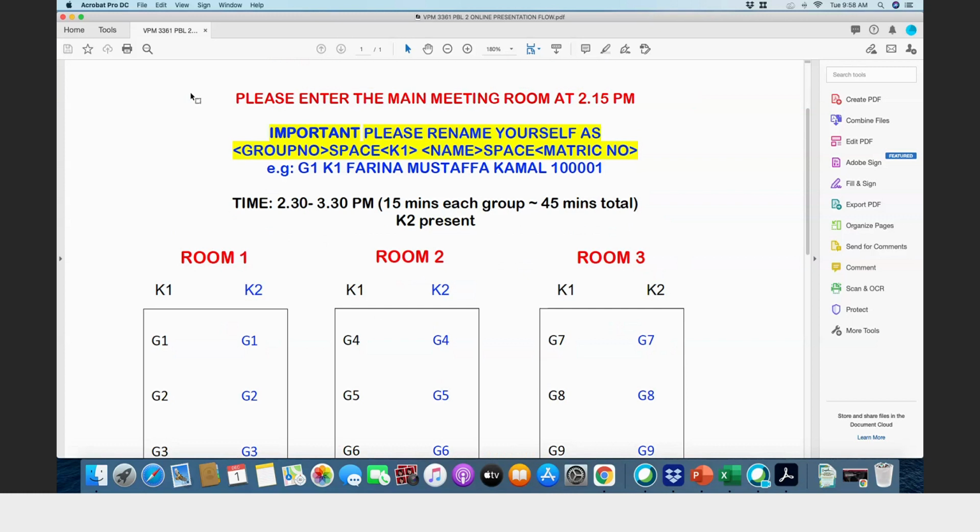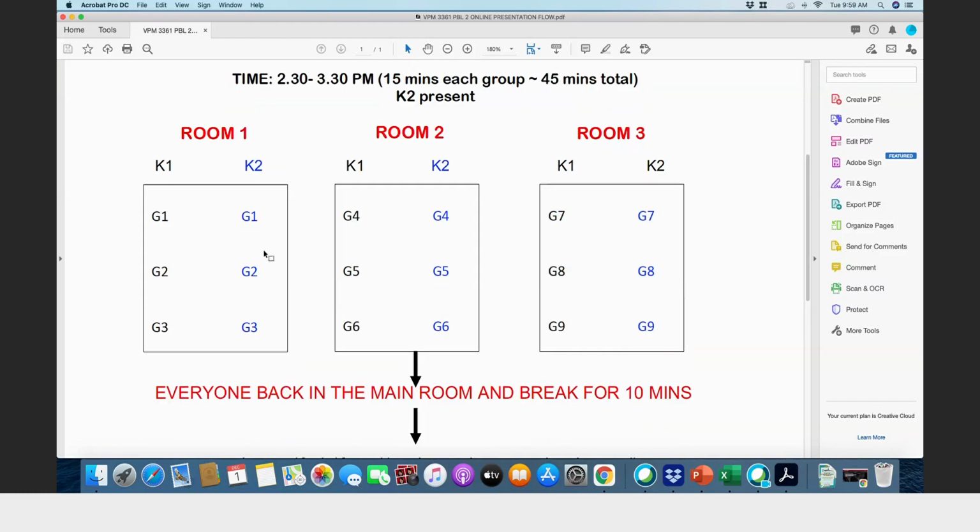Because last week, some of you put K9, K8, okay? When I'm trying to assign you, it is difficult. So please, group first, group 1 through 9, and then K1 or K2, and then your name and your metric number. So there are 3 rooms. I will place you according to this. The K2 will present first because last time K1 presented.